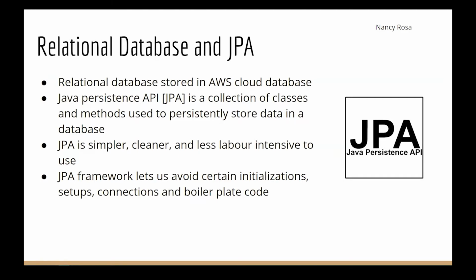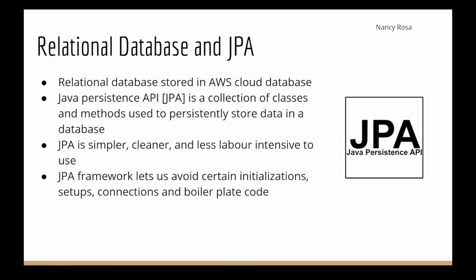There are several APIs available for us to use with Java for performing database operations, such as storing and retrieving data. We chose to use Java Persistence API, or JPA for short. JPA is a collection of classes and methods used to persistently store data in a database. We went with JPA because, generally speaking, JPA is simpler, cleaner, and less labor-intensive to use, especially compared to trying to juggle the individual components of JDBC, SQL, and handwritten mapping all together in one application.